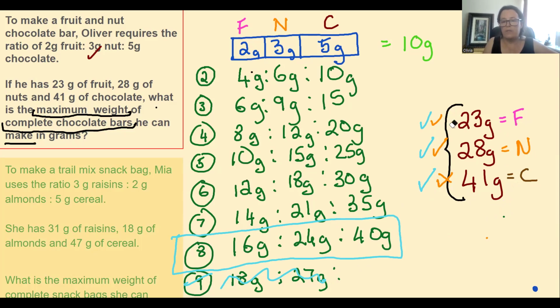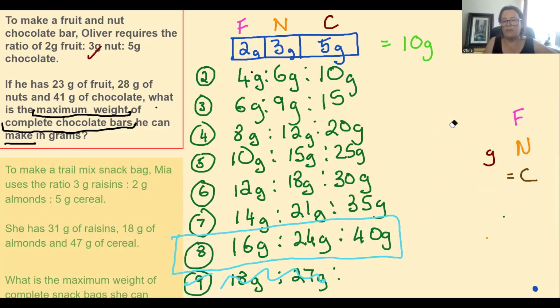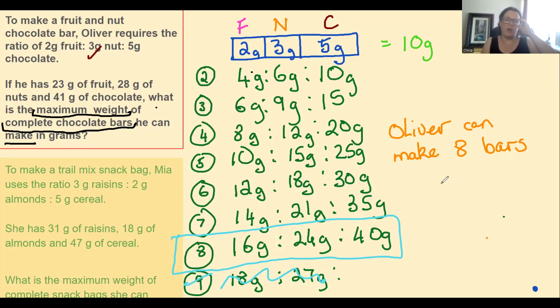Have we answered the question? Not yet. Nearly. But let me write this up here. So Oliver can make, how many bars did we say? 8 bars. Now I keep saying bars of chocolate, but they're bars of chocolate, fruit, and nut. 8 bars, that's all I'll say. Oliver can make 8 bars.